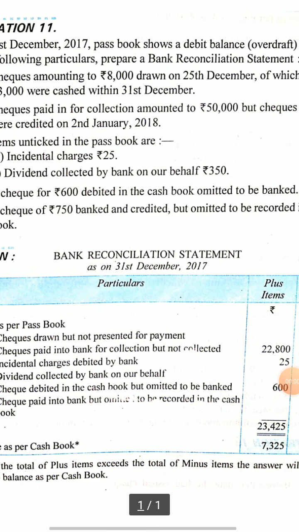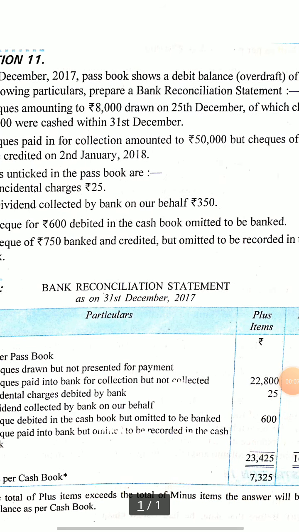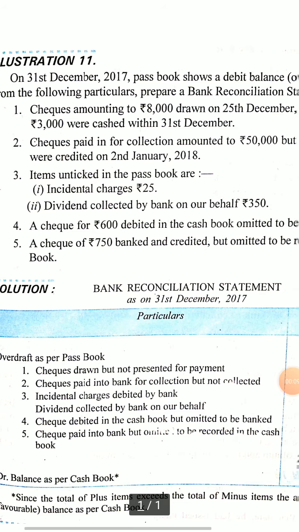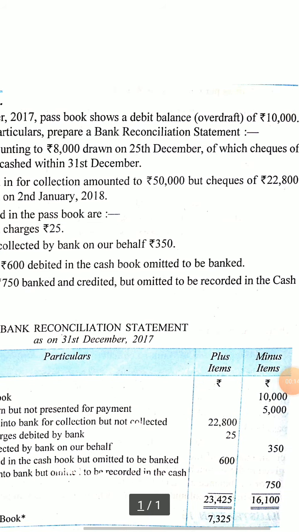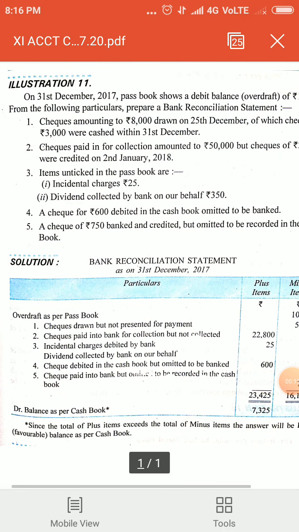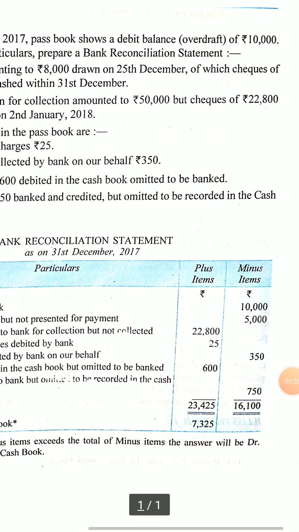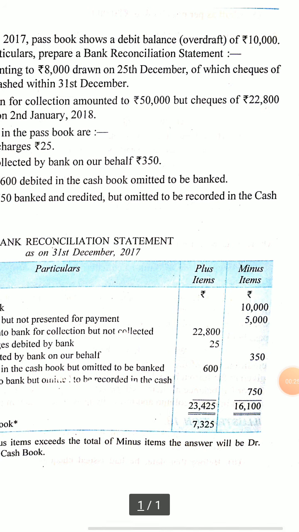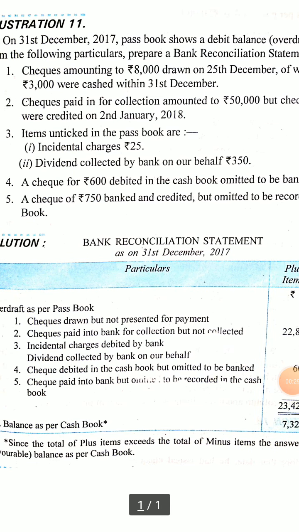Let's see today one sum which has been given with overdraft balance as per passbook. Now how to do these kind of sums? We will see that. So the passbook shows the debit balance, that means overdraft rupees 10,000, and other problems are given. As I told you, whenever overdraft as per passbook is given, we will write in the minus items column and we will do the items the way we do in case of cash book.